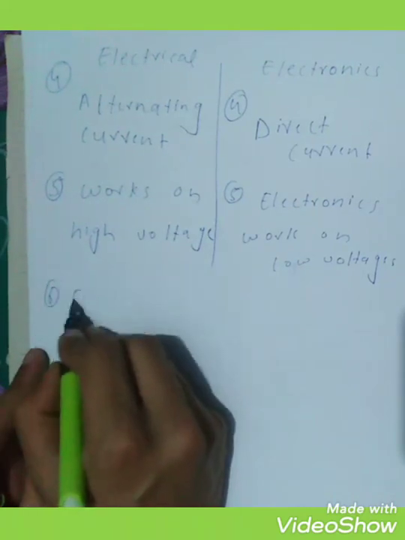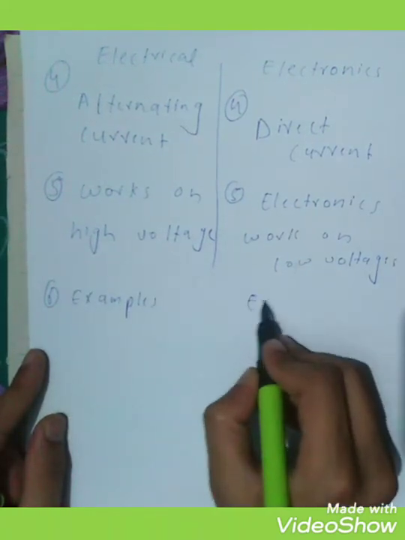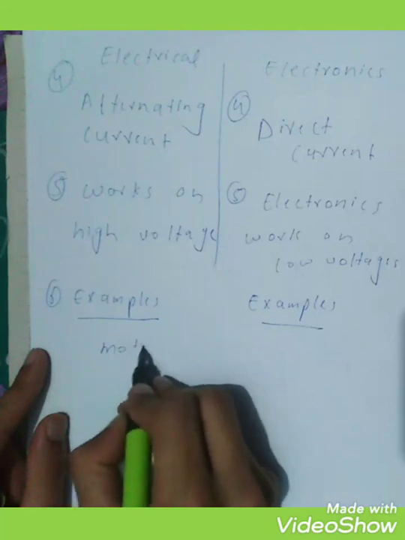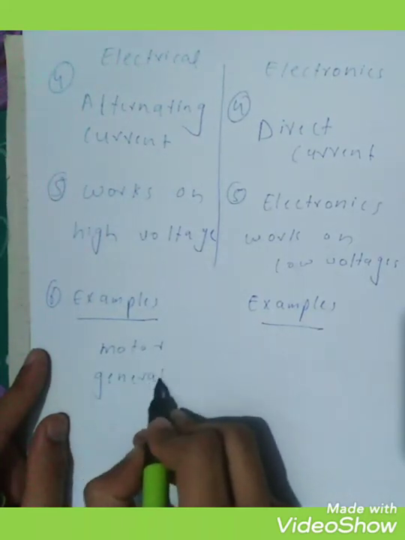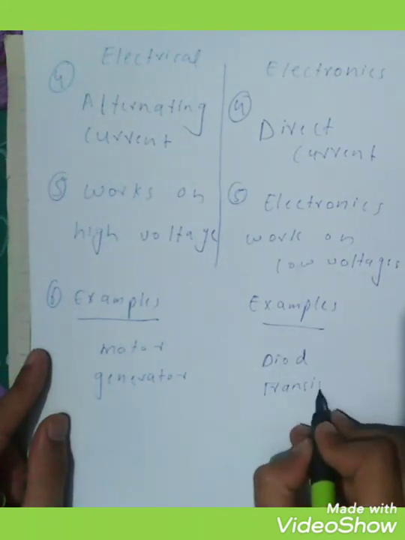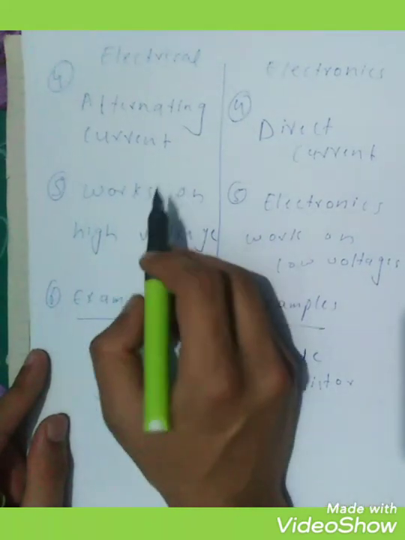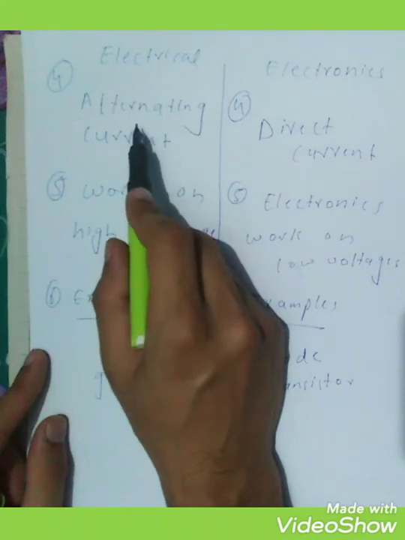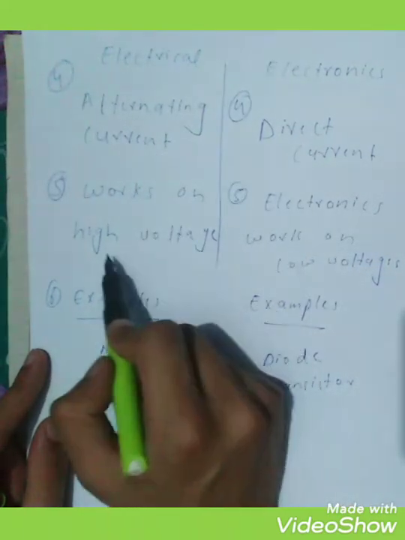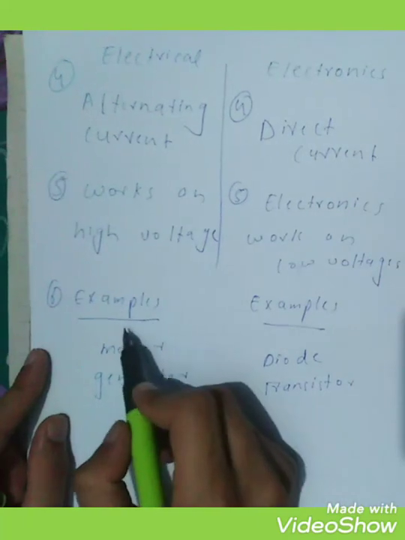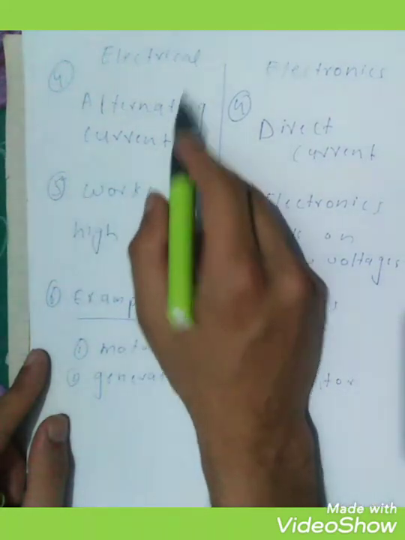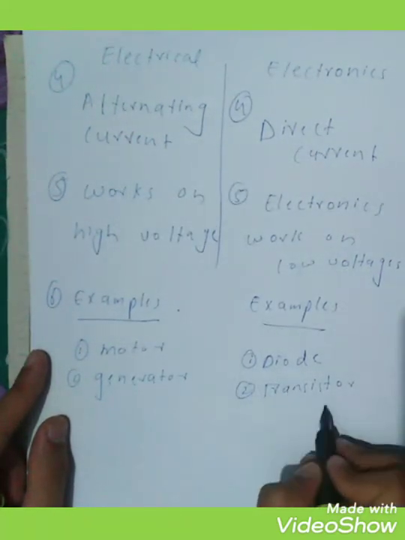Now the examples. Examples of electrical devices are the motor and generator, and examples of electronic devices are the diode and transistor.